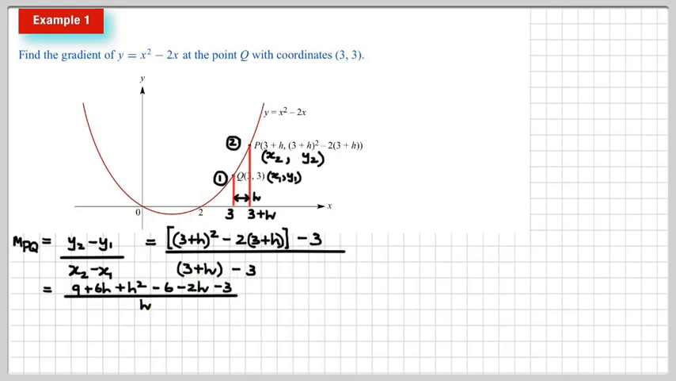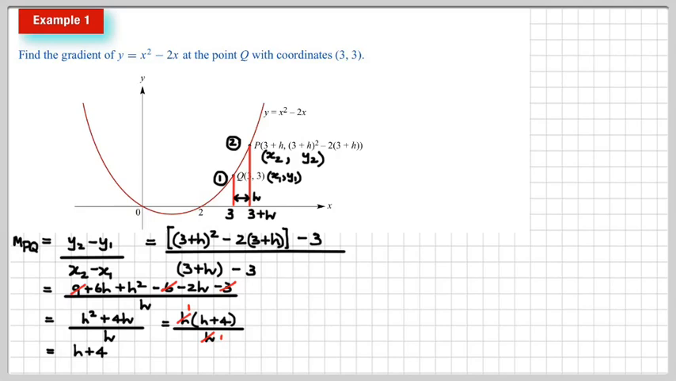Now, something amazing is going to happen here. There's a bit of cancelling. See, there's the 9 there, the 6 there, and the 3 there. They all cancel out. Now, with these situations, you'll always get a common factor of h on the top line, which you can cancel with the h on the bottom line. So you see what you get there. There's h squared plus 4h all over h. Yes, now cancel, and we get that. Okay, we get h plus 4.